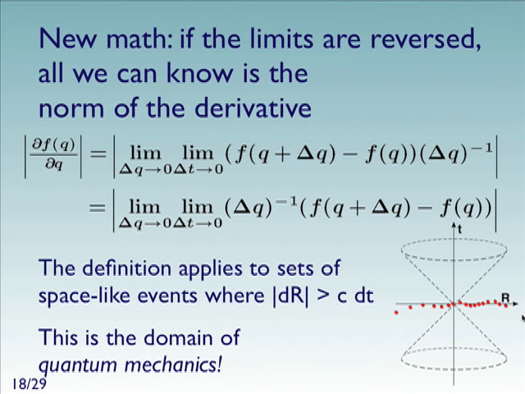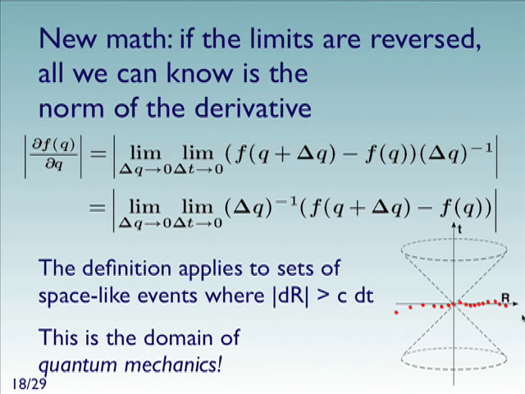So this applies to space-like events, where the changes in space are larger than changes in time. Now, this does not mean anything goes faster than the speed of light. No, this just means that we're dealing with a set of events that have space-like separation from each other. And I believe that this might be the domain of quantum mechanics.